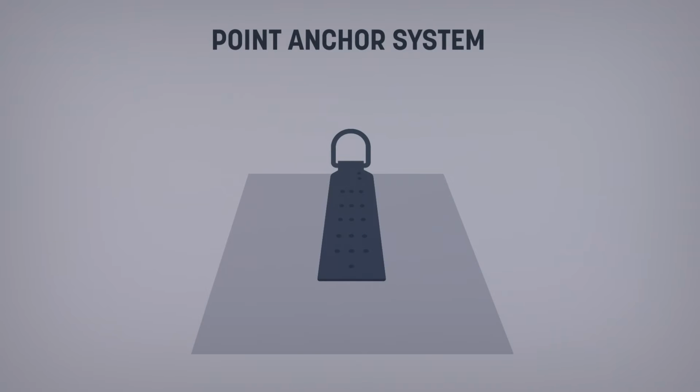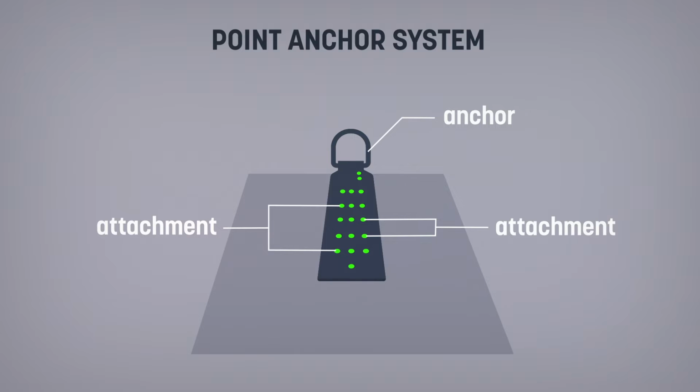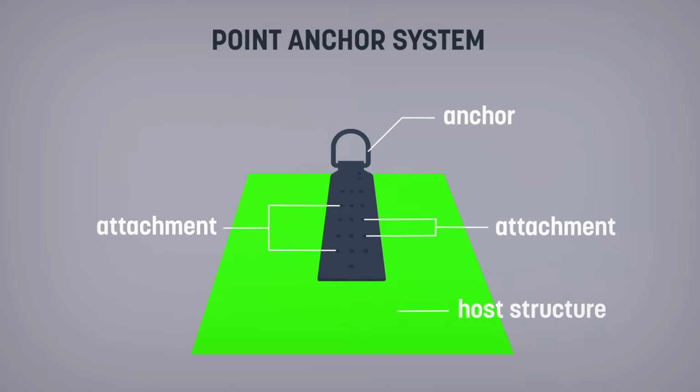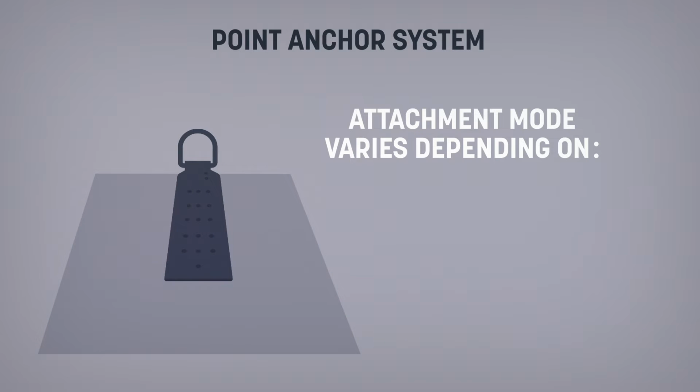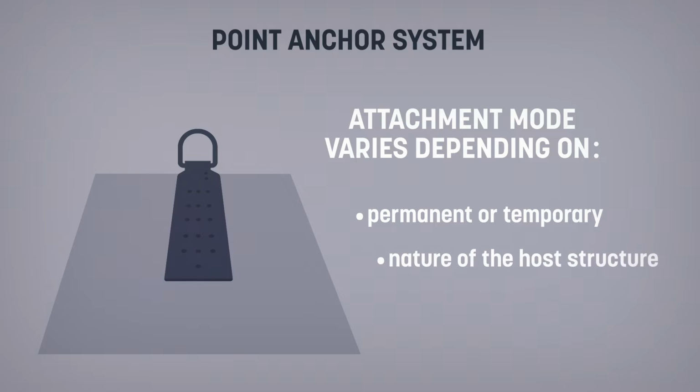A point anchor system is composed of three elements: the anchor, the attachment mode, and the host structure. The attachment mode varies depending on whether the anchor is permanent or temporary, the nature of the host structure, such as wood or masonry for example, and when it is installed, meaning during or after the construction of the building.